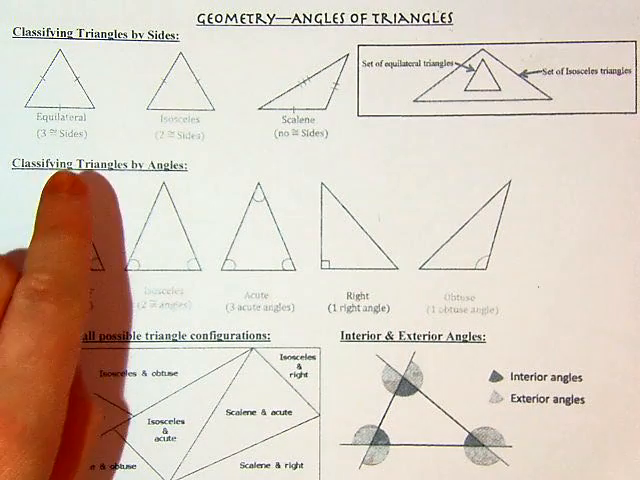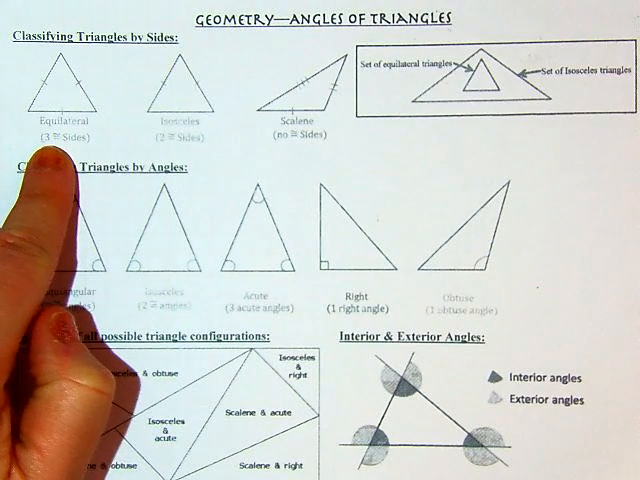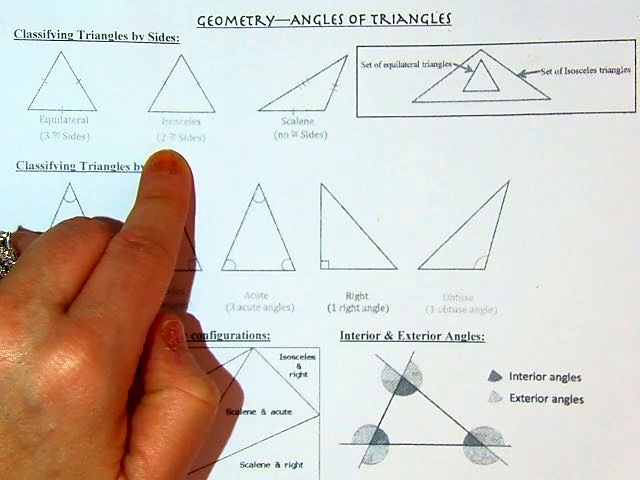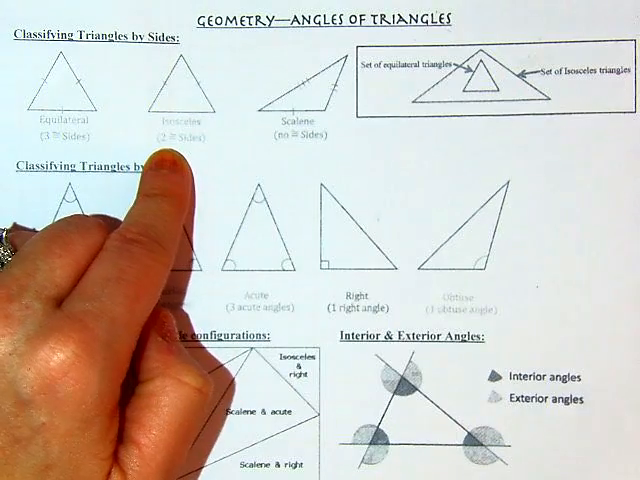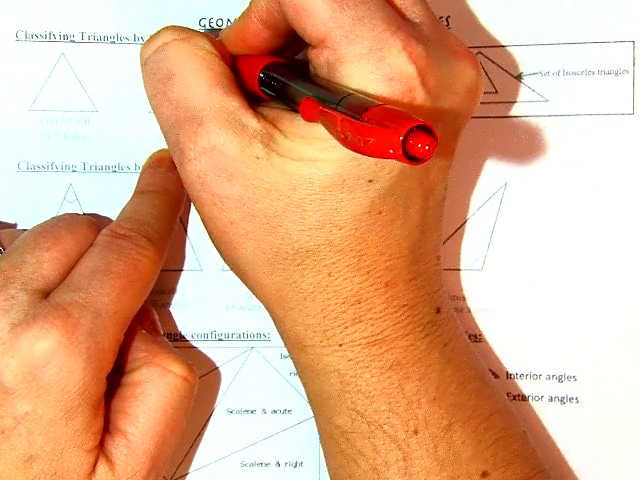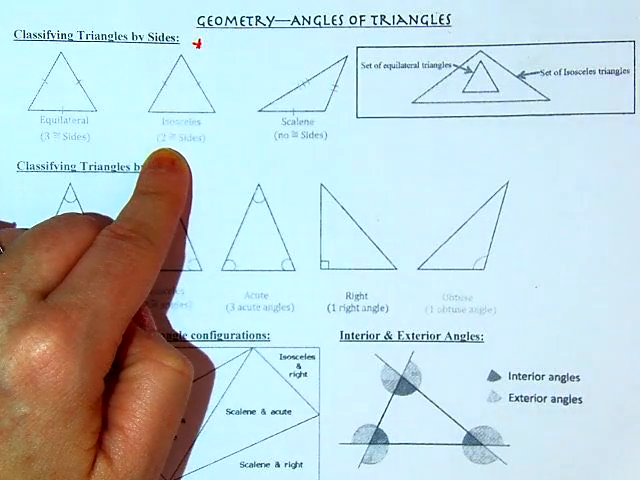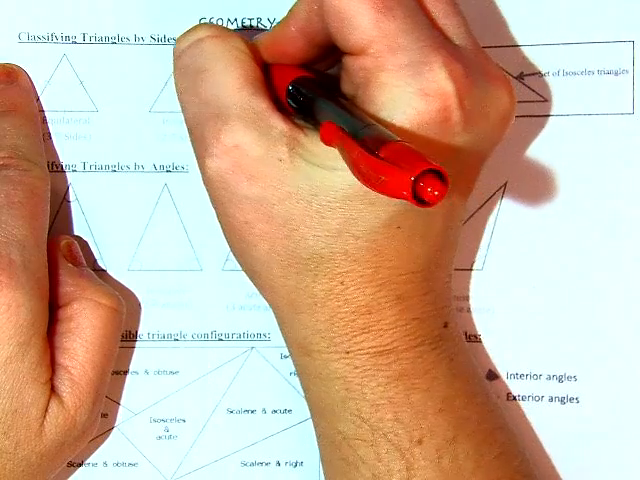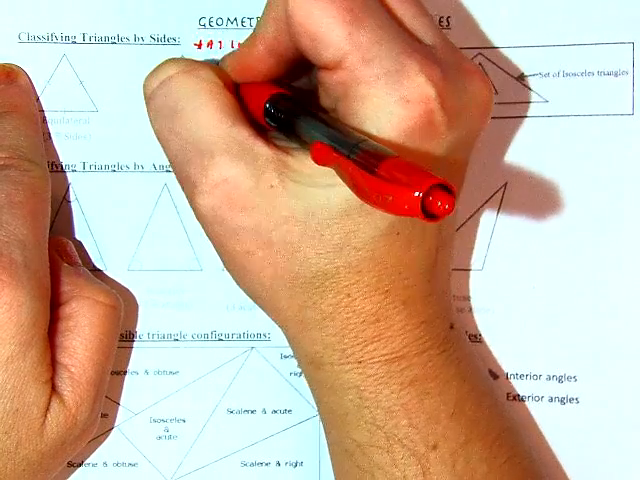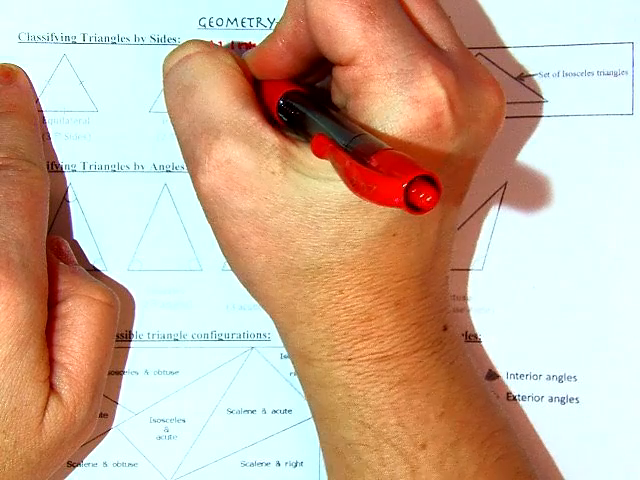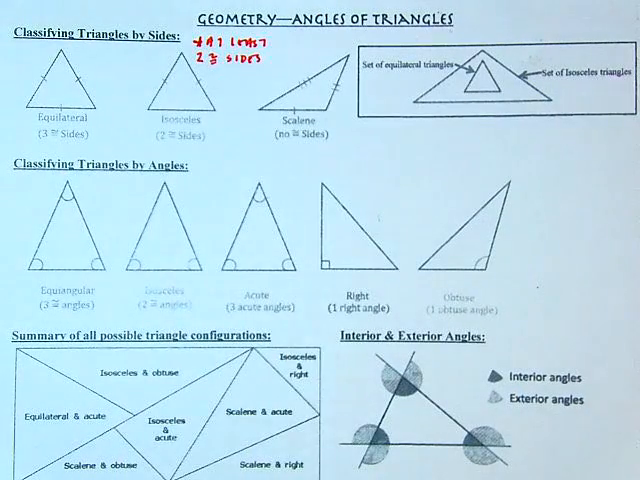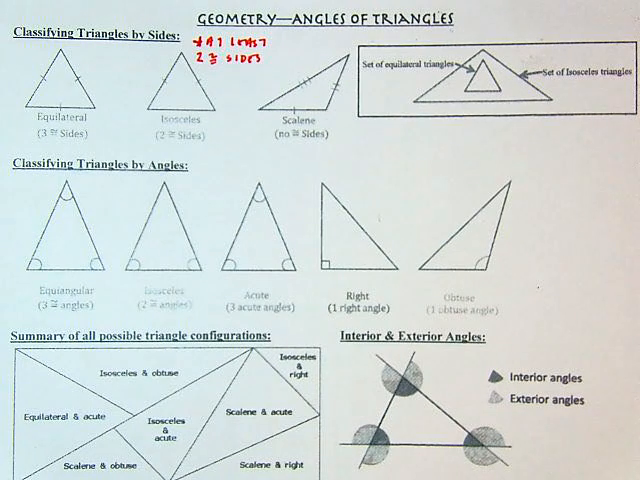First up, equilateral triangles have 3 congruent sides. Isosceles triangles have 2 congruent sides, but I'm actually going to add to that. It's not just 2, it's really at least 2 congruent sides. So isosceles is at least 2 congruent sides, and scalene we have no congruent sides.